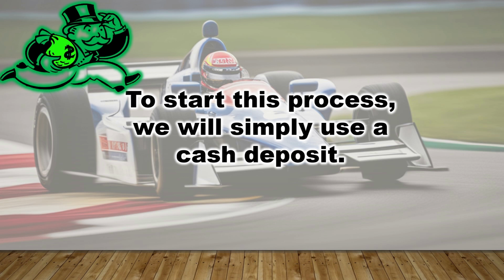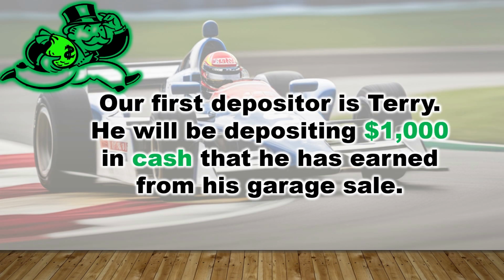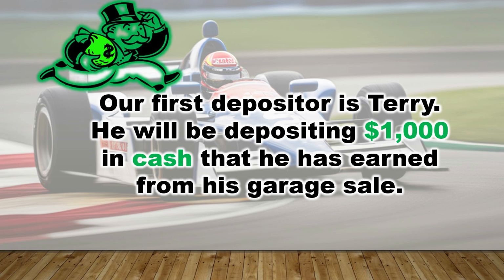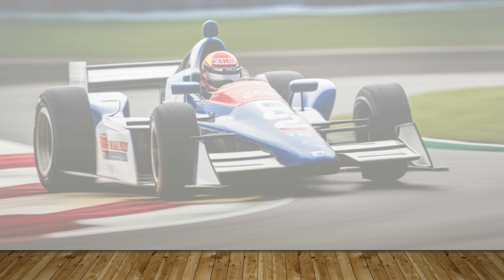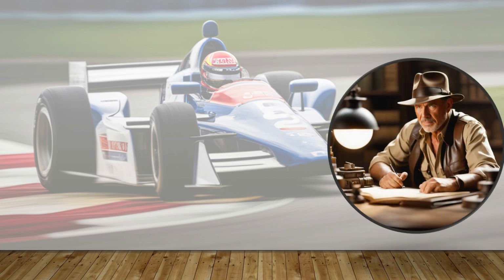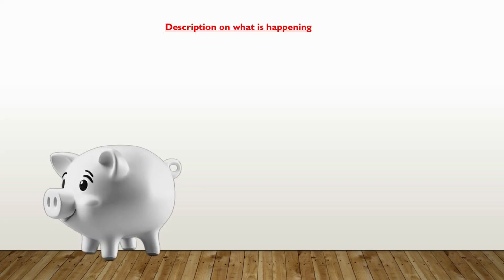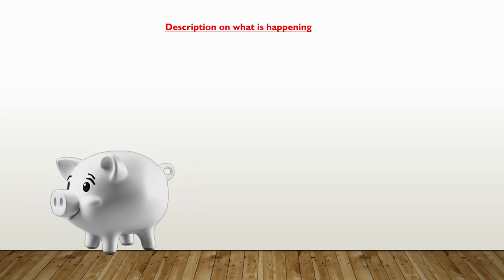To start this process, we will simply use a cash deposit, but normally this would be done through the Federal Reserve's Open Market Committee. Our first depositor is Terry. He will be depositing $1,000 in cash that he has earned from his garage sale. It's time to put on your thinking cap and watch how our banking system can create $17 trillion without anybody noticing. Let's go. The piggy bank symbol represents individual local banks.